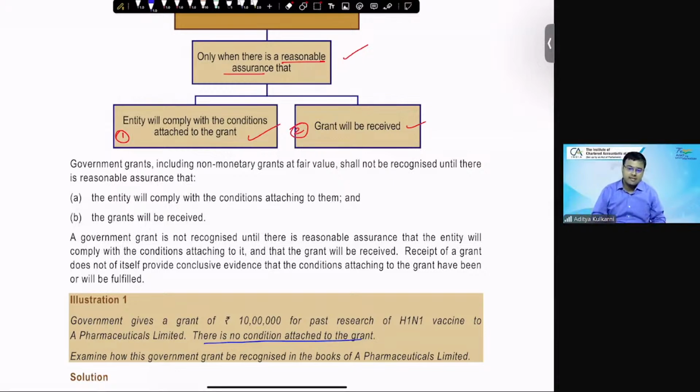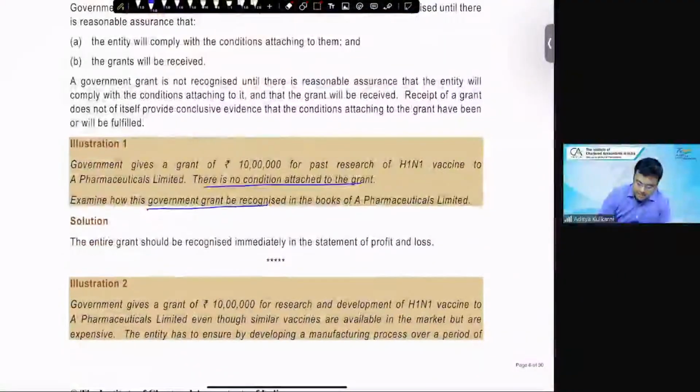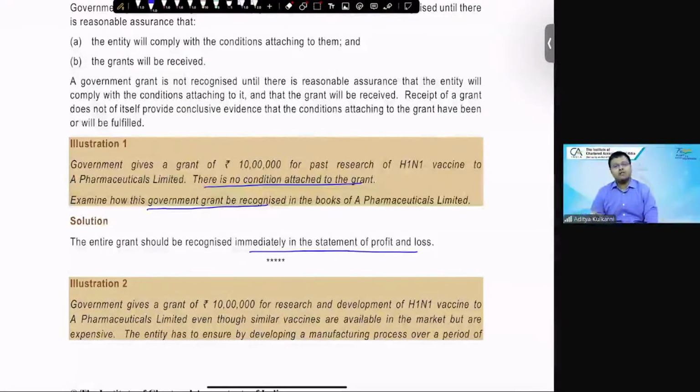You will take it as your income in the P&L, because for developing the vaccine, you have already spent the cost in the past. You are now getting a compensation for what you have already spent. So since those expenses have gone through the P&L, this grant also will be immediately recognized in the P&L. How will this government grant be recognized? Immediately in the statement of profit and loss. Very simple. Bank account debit to income from government grants, 10 lakh rupees.